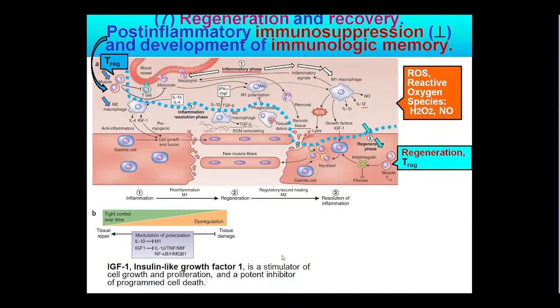And the last step of inflammation, step number 7, is associated with regeneration and recovery of damaged tissues. At this stage, post-inflammatory immunosuppression is happening. Immunosuppression is shown by the symbol that looks like the inverted T letter, not an arrow. The arrow is the symbol of stimulation, but the inverted T is the symbol of immunosuppression. And development of immunologic memory happens at this moment.